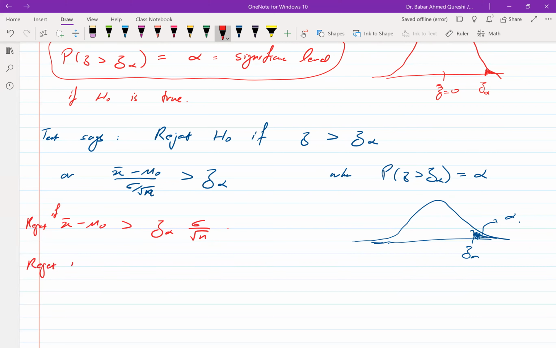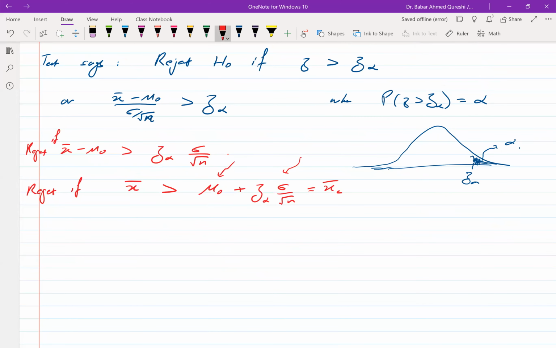Reject if your sample mean is greater than your hypothesized mean, which was claimed. You go way above it. How much above it? By this much. So this I can call the critical value of the sample mean. If your actual sample mean is bigger than this critical value, where this is defined by this, then reject with significance alpha.